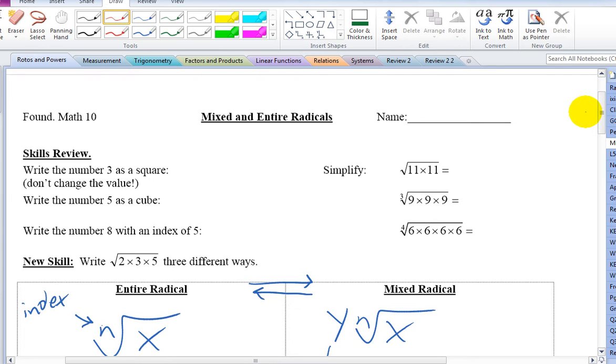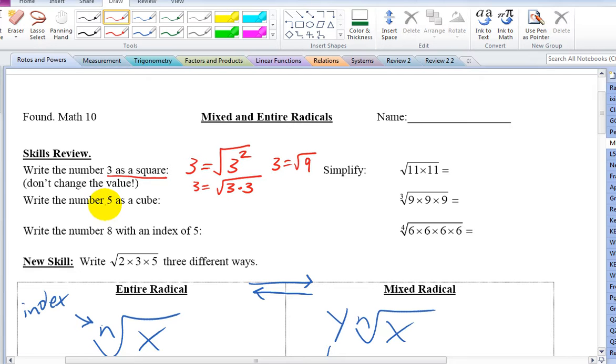So some skills that we're going to require. Write the number 3 as a square. Well, 3 and 3 squared, they're not equal. In order to make them equal, we have to use the square root sign. So 3 equals square root of 3 times 3, or you can write it as 3 equals square root of 9. These are all the same thing. Okay, we're going to be playing around with that today.